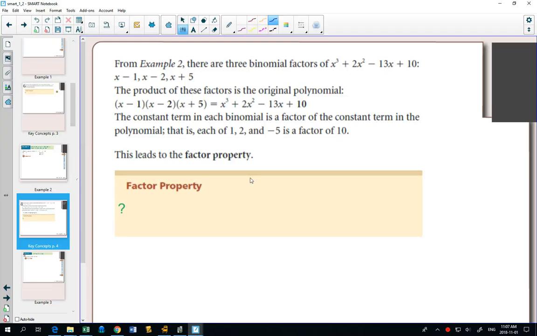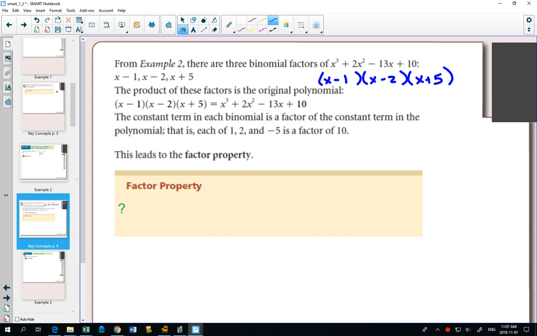This is at the bottom of page 18. And they're saying if you look at x cubed plus 2x squared minus 13x plus 10, and there's three factors, so in other words, it can be factored perfectly to be x minus 1, x minus 2, and x plus 5.